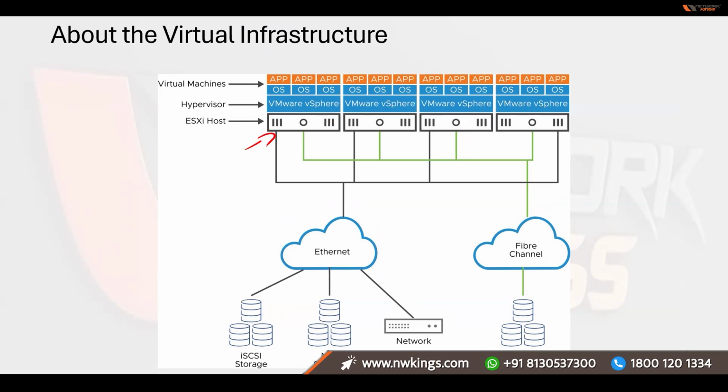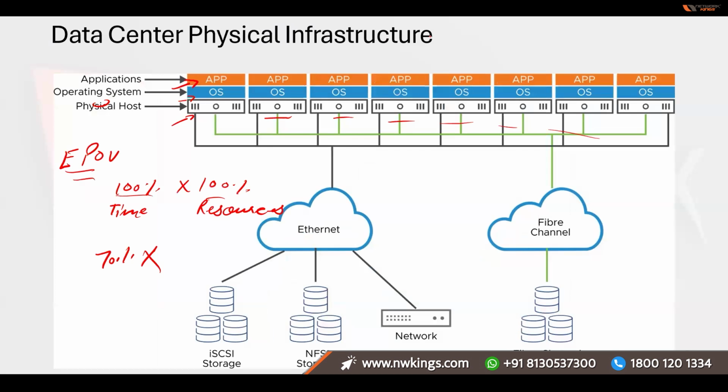Now, with the help of virtualization, you just purchase one physical server. On top of that, you deploy a hypervisor. In our case, we are talking about ESXi. On that hypervisor, you can deploy multiple operating systems, and in one operating system, you can deploy multiple applications, right?